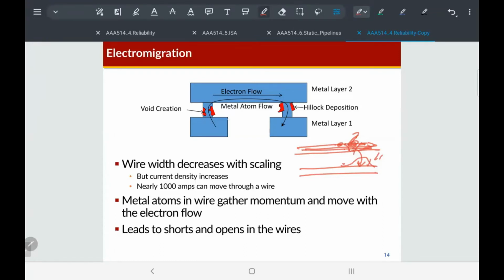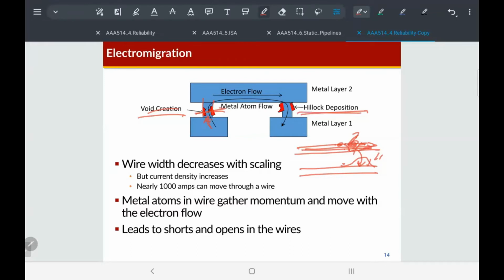So there can be two different phenomena, like void creation and hillock deposition. Void creation means that the width of the wire is reduced, and then this wire is cut, so that means the currents cannot flow through this wire. This is called void creation.